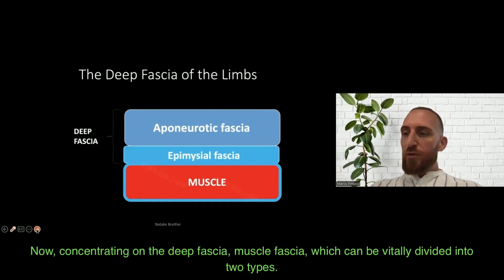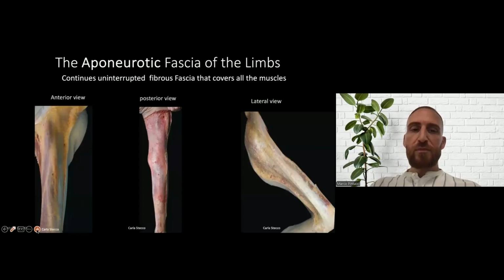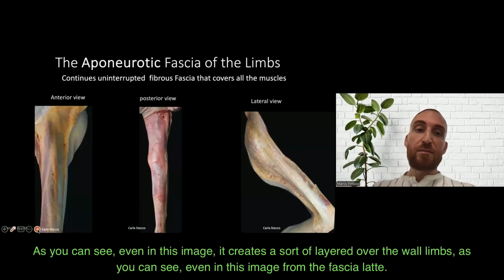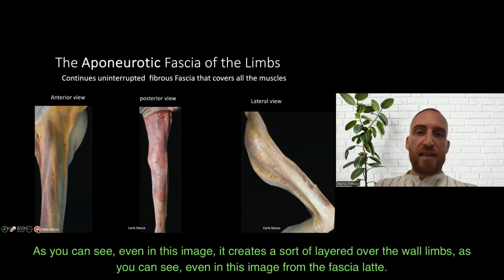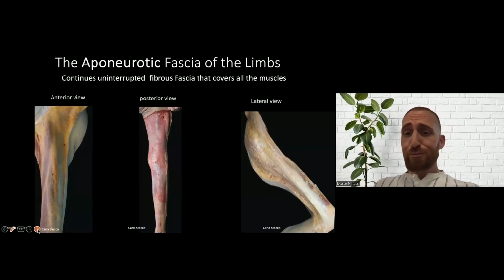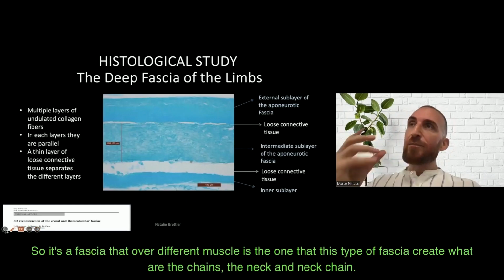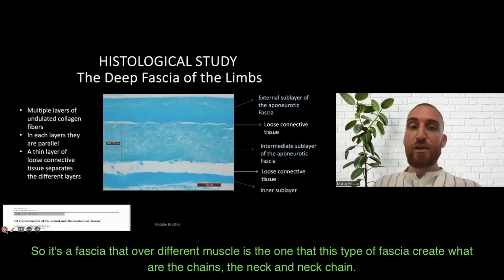Now, concentrating on the deep fascia or muscular fascia, which can be further divided in two types. One is called epimysial fascia, another one the aponeurotic fascia. The aponeurotic fascia is the fascia that surrounds many different muscles. As you can see even in this image of the fascia lata, it creates a sort of layer over the whole limb. It's a fascia that covers different muscles, and this type of fascia creates what are the chains, the myokinetic chains.